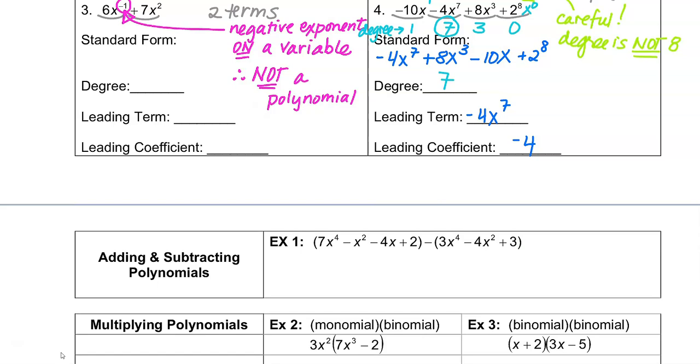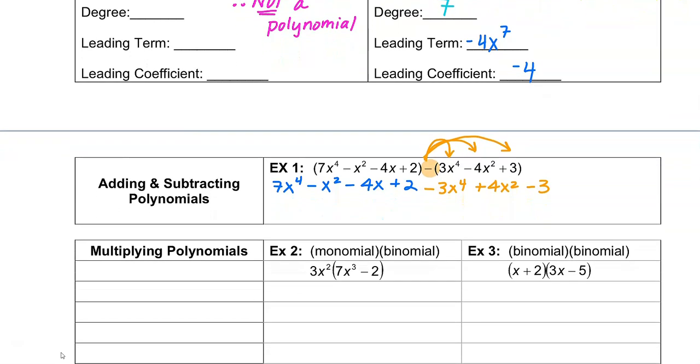So when I go to do this problem, I'll just take the parentheses off the first one. So this becomes 7x to the fourth minus x to the second minus 4x plus 2. And then I'm going to take the minus sign that's here and distribute it. The minus on the 3x to the fourth gives me minus 3x to the fourth. Right? The minus on the minus 4x squared becomes plus 4x squared. And then the minus on the plus 3 becomes minus 3. And the reason why is you're subtracting the polynomial, so it affects every term inside it. Is that clear?